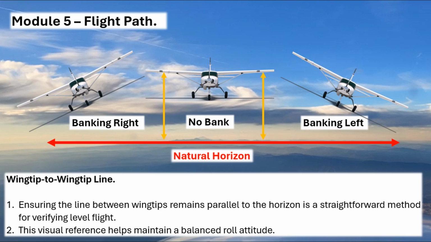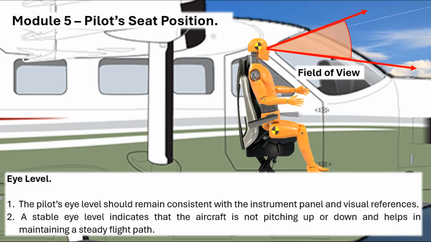Wingtip to wingtip line. 1. Ensuring the line between wingtips remains parallel to the horizon is a straightforward method for verifying level flight. 2. This visual reference helps maintain a balanced roll attitude.